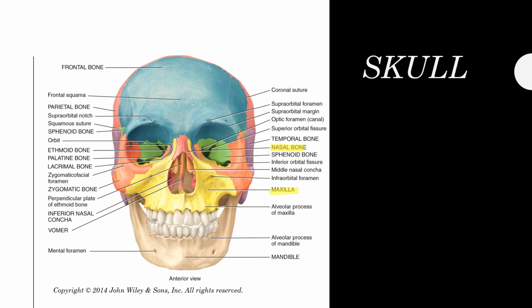We also have 2 zygomatic bones, 1 on either side. We have the mandible, or the lower jawbone. There are 2 lacrimal bones, 2 palatine bones, 2 inferior nasal conchae, which are here, and also the vomer. So those are going to be the facial bones.